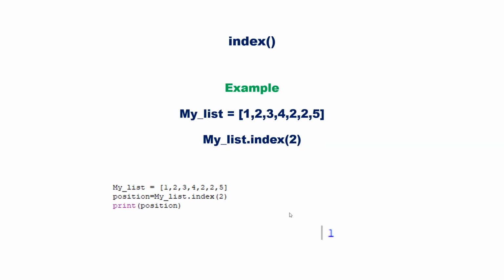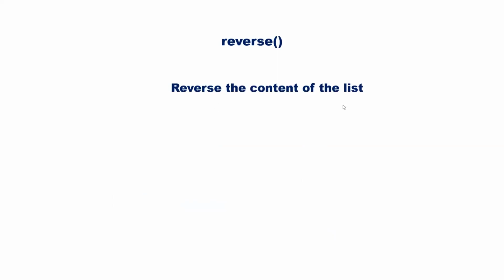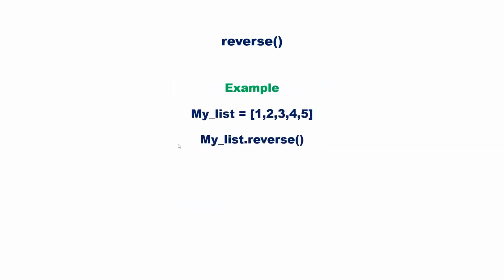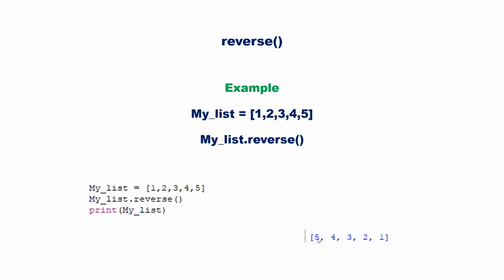A reverse function reverses the content of the list. The syntax is list.reverse(). For example, mylist.reverse() will give the list in the reversed order. Mylist.reverse will reverse the content of my list. So after the reverse operation, when you print my list, you will get the list like this: 5, 4, 3, 2, 1. The elements have been reversed.